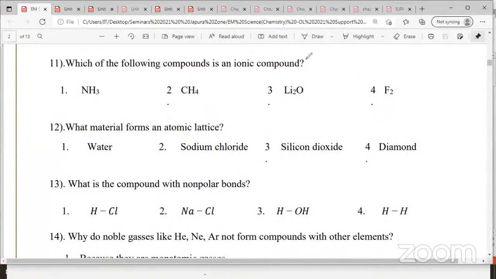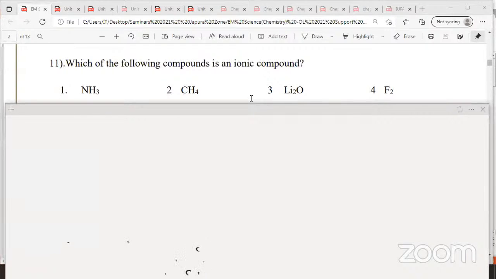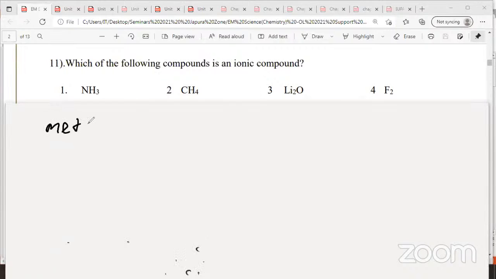Question number 11. Which of the following compound is an ionic compound? Remember, this is also a short method to remember. If metal and non-metal combine, short method, if you can copy down, mostly it's going to be ionic under your syllabus, but when it comes to A-level chemistry, this will change. For O-level syllabus, you can remember this short method. Metal plus non-metal, mostly, not always, mostly it's ionic compound.